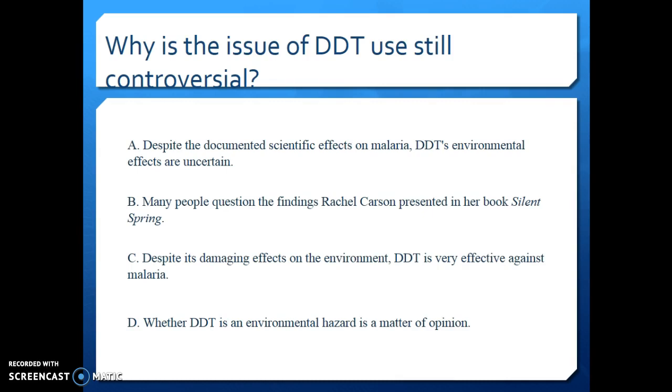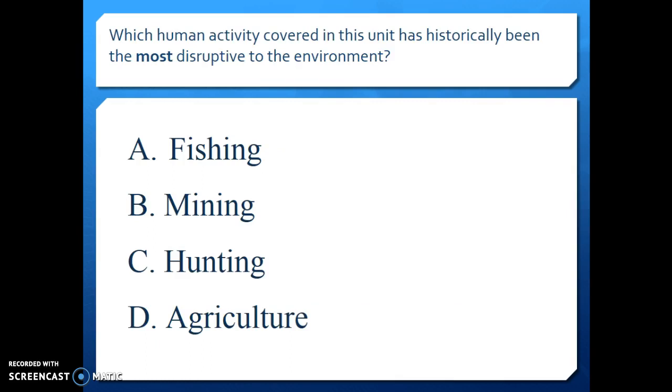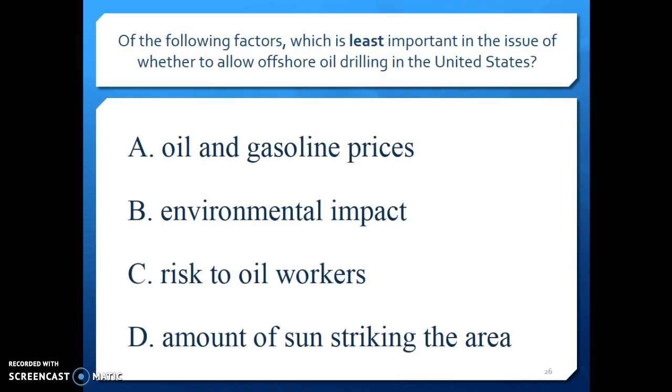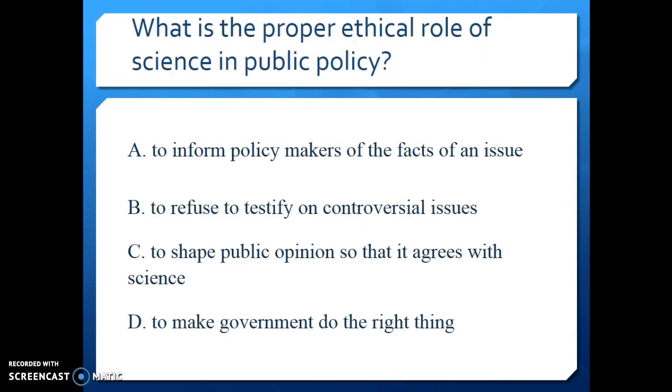Why is the issue of DDT use still controversial? Which human activity covered in this unit has historically been the most disruptive to the environment? Of the following factors, which is least important in the issue of whether to allow offshore oil drilling in the United States? What is the proper ethical role of science in public policy?